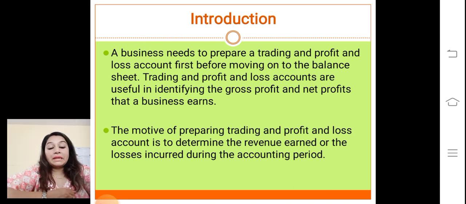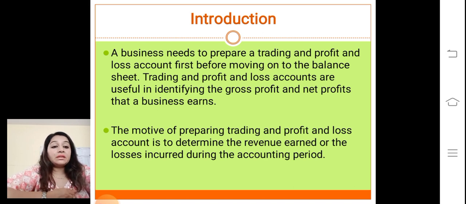Today I'll be discussing a very important topic in accountancy, the profit and loss account. Profit and loss plays a very important role in the organization to know the revenue generation of the company. After preparing the trial balance, the next step is preparing the final accounts, which include the trading and profit and loss account and the balance sheet of the company. In this topic, we will discuss the trading and profit and loss account.